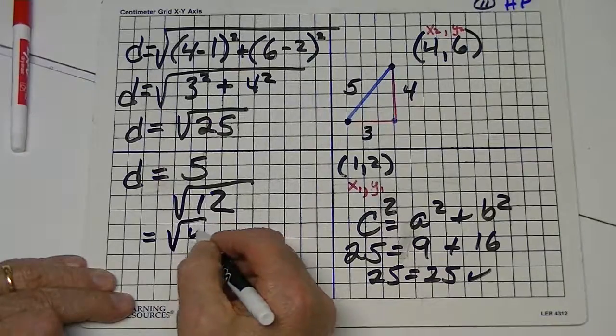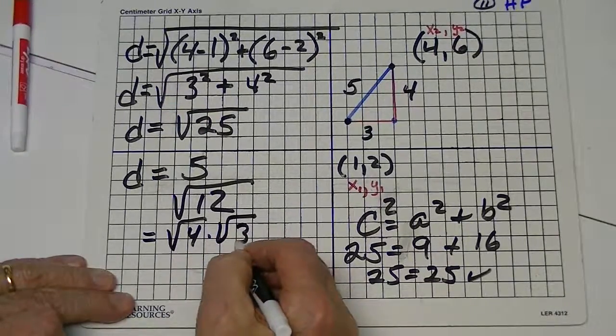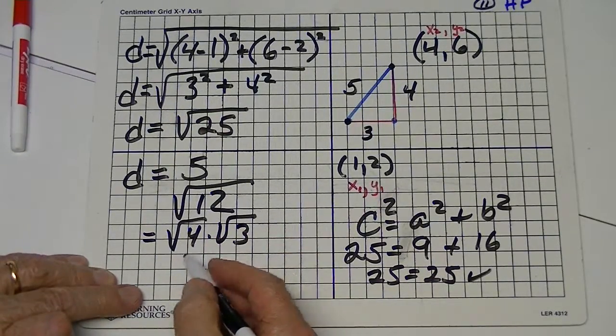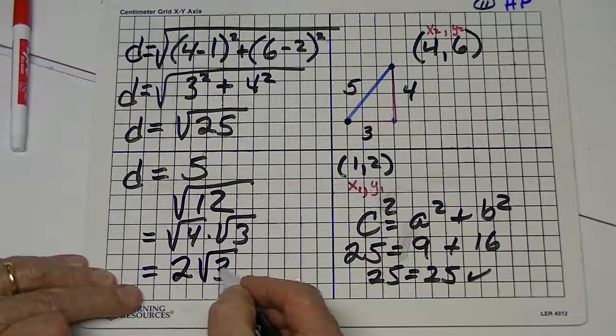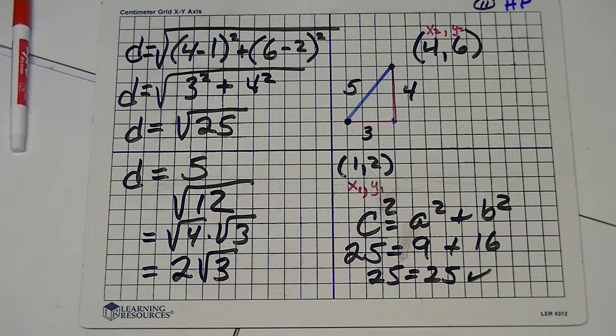That's the square root of 4 times the square root of 3. And the square root of 4 is 2. So that would be 2 times the square root of 3. Now this is an exact answer. If you put that into your calculator, you then get a value that is approximate. All right, this will wind this up.